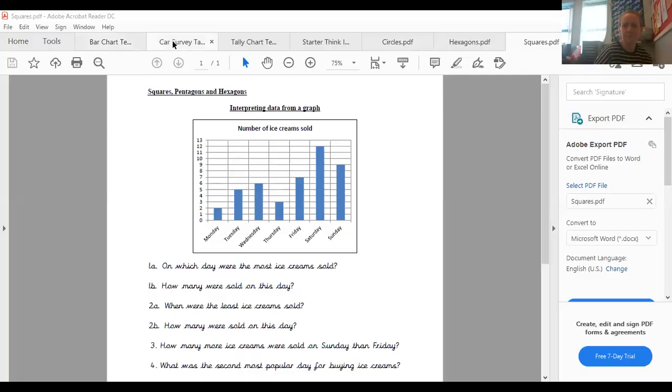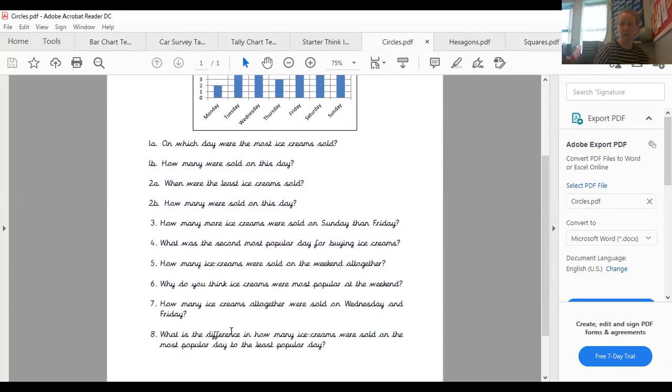Here we go. So today, move this out of the way, circles. You have got some information here on a bar chart, which is to do with the number of ice creams that were sold. And if I look at the scale on the side, it's counting up in ones. So you've got to look at the information there, and then you've got some questions to answer here.